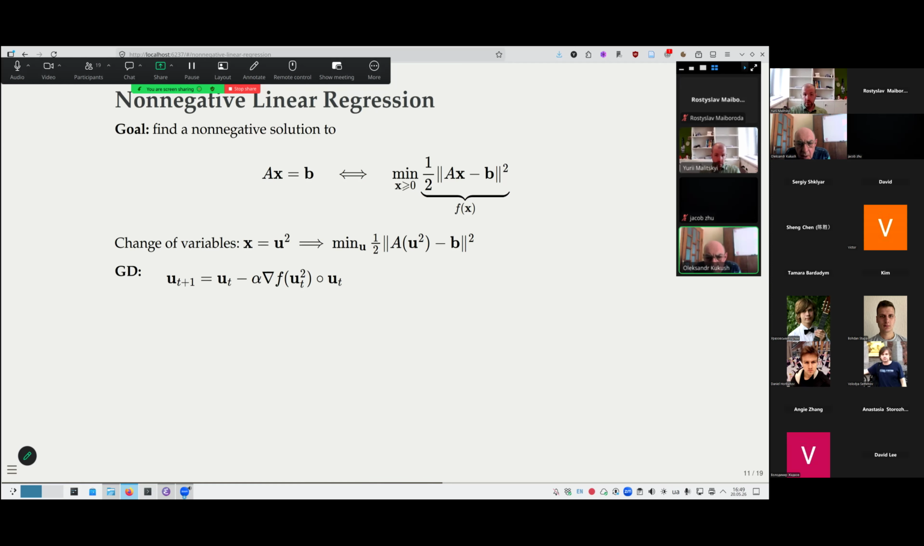Now, for the u variable, because you have u squared in the parentheses, maybe it's reasonable to square this equation, just to have squares on all sides. So let's square it. And now let's do the change of variables: u squared is x. So we got this update. They're basically equivalent. And it's somehow strange, right? We still don't understand why this scheme, this multiplication, converges and under which assumptions.